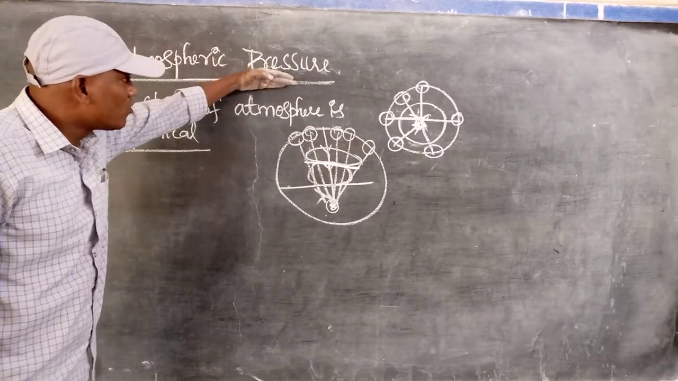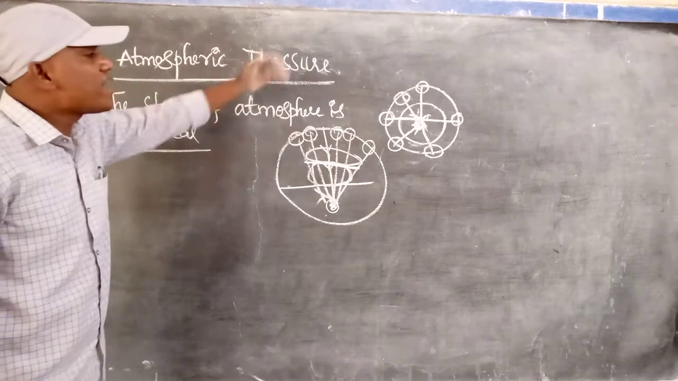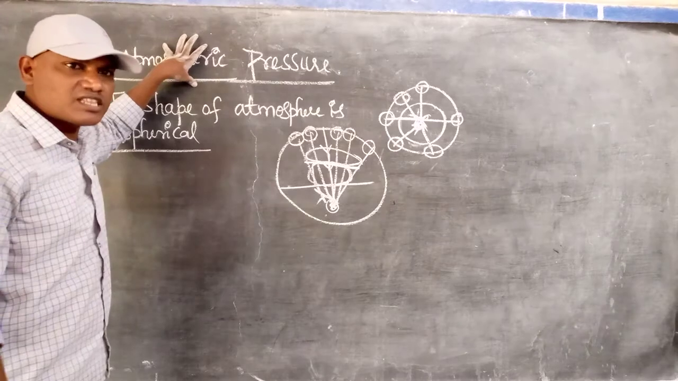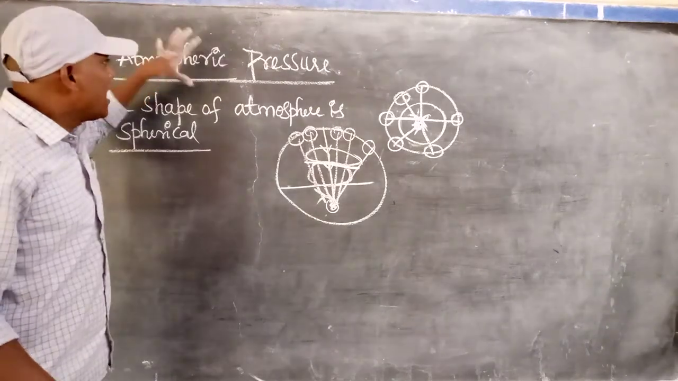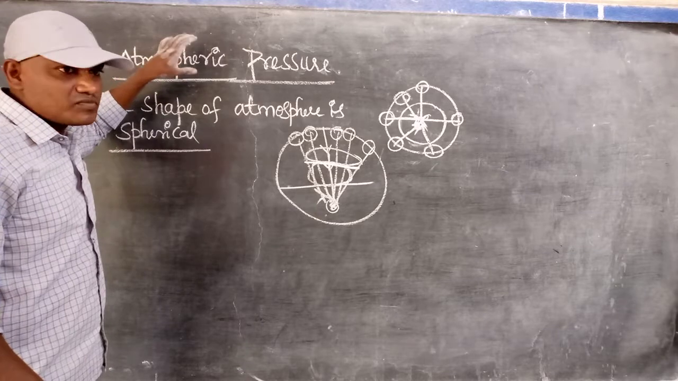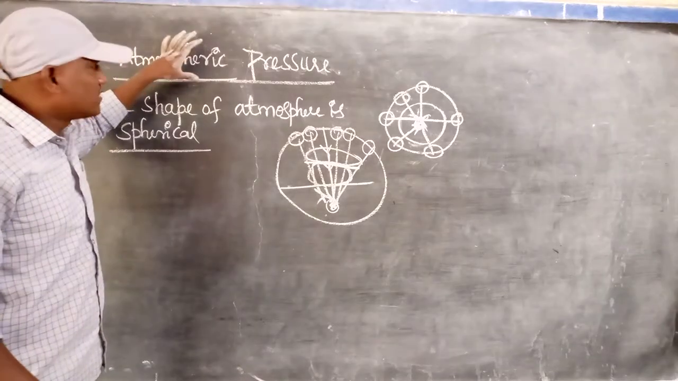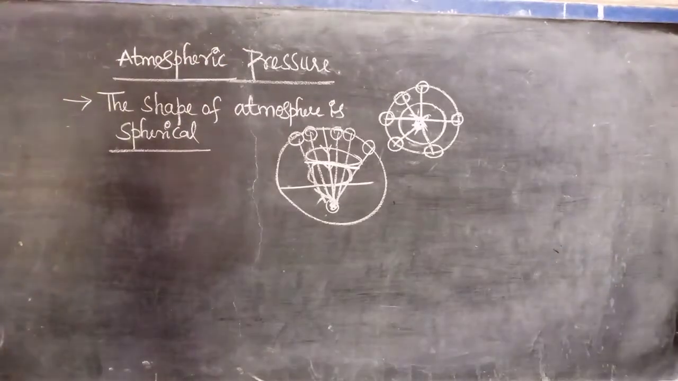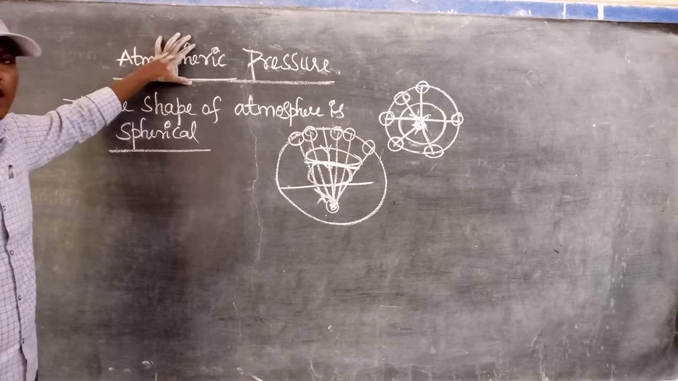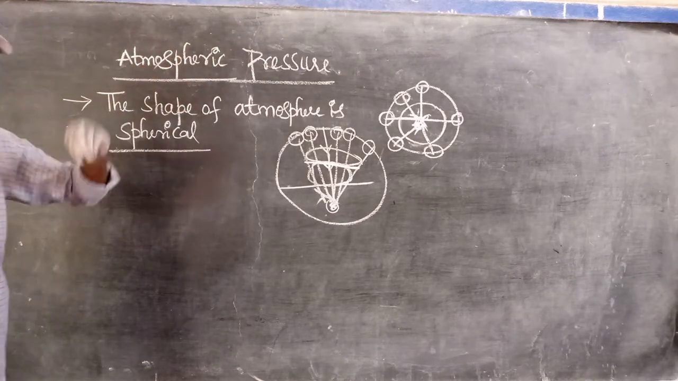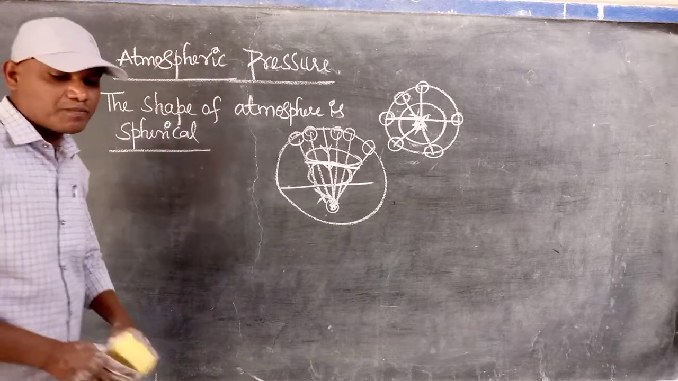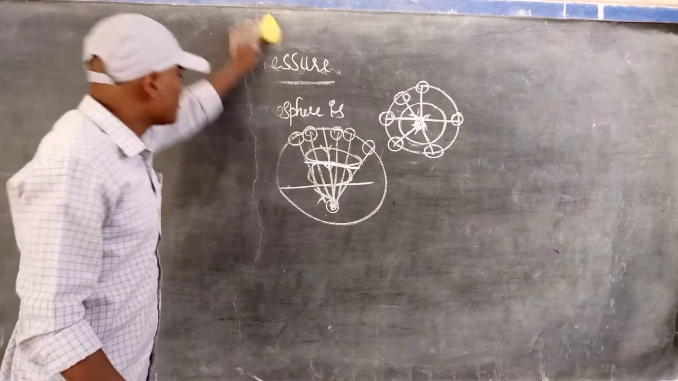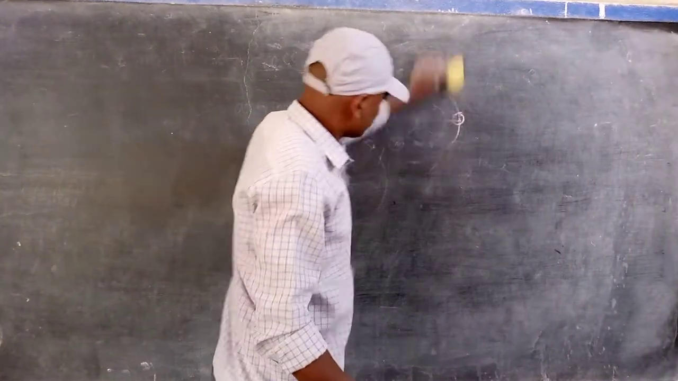Pressure is nothing but force acting on an area. Which force? External force. But atmospheric pressure means, what is meant by atmosphere? Atmosphere is nothing but air. So the pressure exerted by the air on a body is called atmospheric pressure. Or the force acted by the air on the surface of an object is also called atmospheric pressure. So atmospheric pressure is defined in different ways.